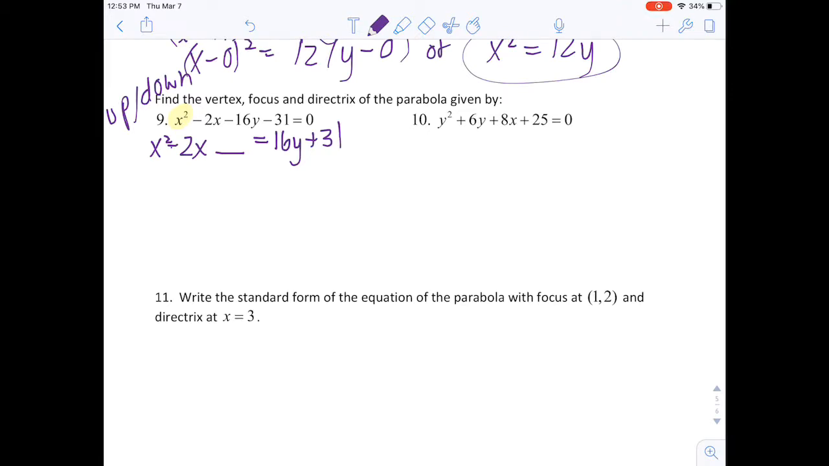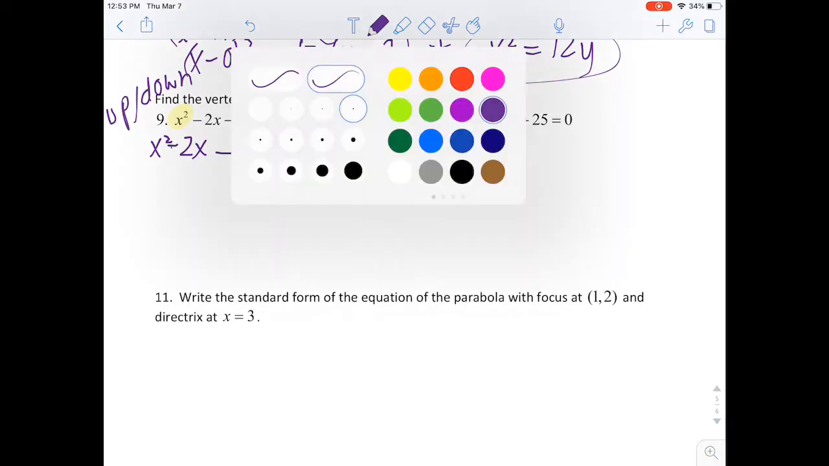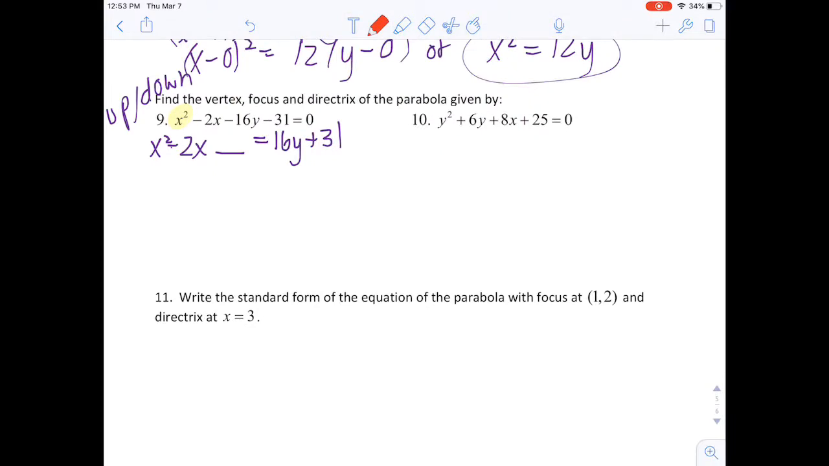Okay, so let's complete the square. You had a little bit of that on your homework last night, so hopefully you're pretty familiar with it. To complete the square, remember we're doing b over 2 squared. So the b is negative 2, so it's negative 2 over 2 squared, which is negative 1 squared. So we're just adding 1 right there. If we add 1 on the left, make sure you add 1 to the right.